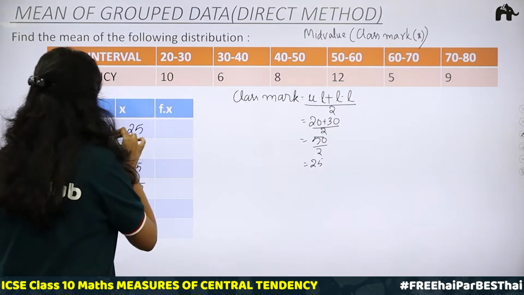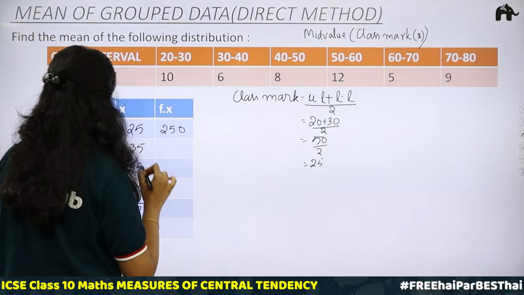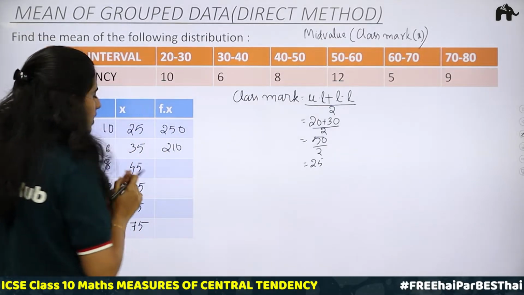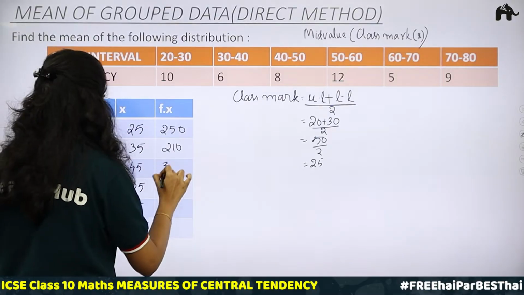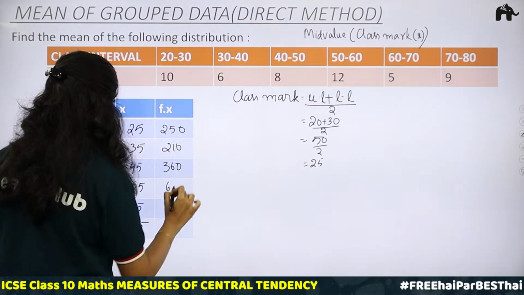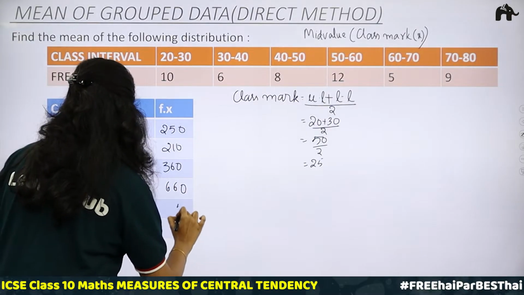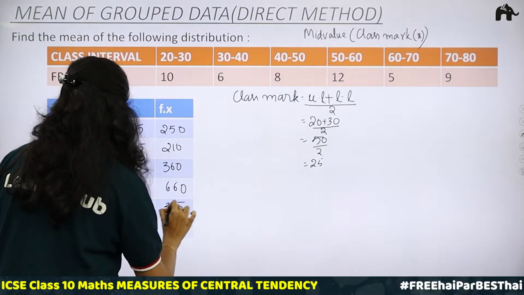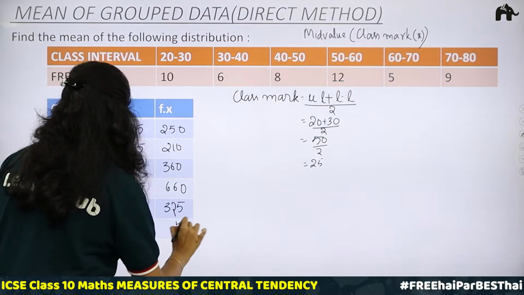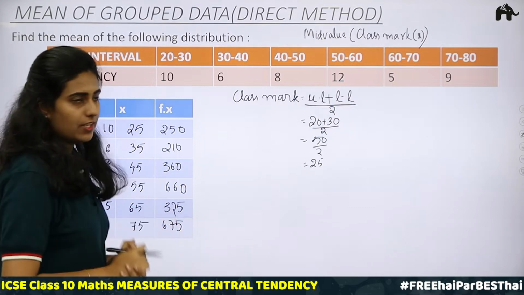10 into 25 is 250. 35 into 6 is 210. 45 into 8 is 360. 55 into 12 is 660. Next, 65 into 5 is 325. 75 into 9 is 675. So these are the fx values.